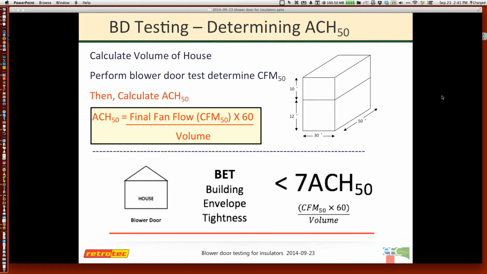But one of the great features about the Retrotec gauges is it does this automatically. It doesn't just tell you CFM on channel B. It'll also give you an option of results. I can do CFM and use it for a different square footage for the duct tester, or I can do it for air changes per hour. I can enter the volume on the gauge, and it'll tell me exactly what my air changes per hour are at 50 pascals.